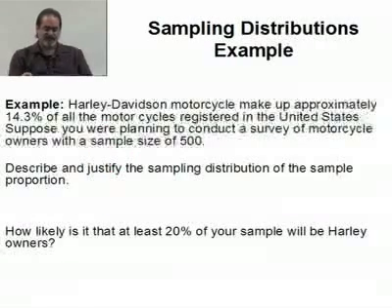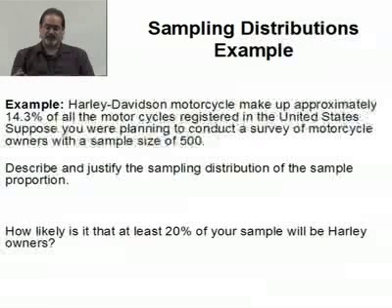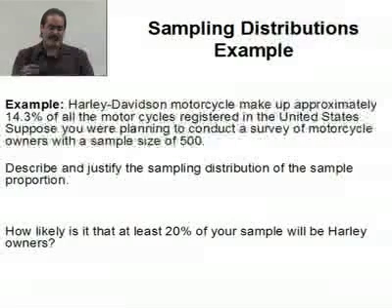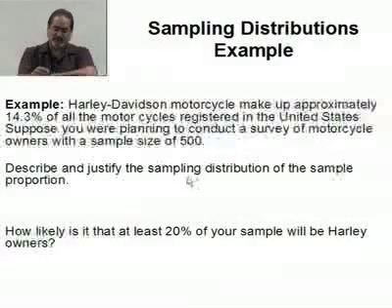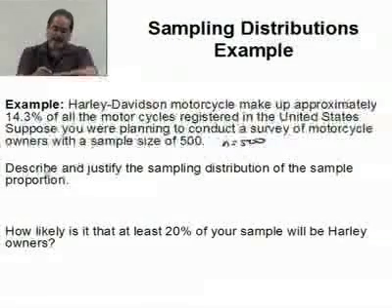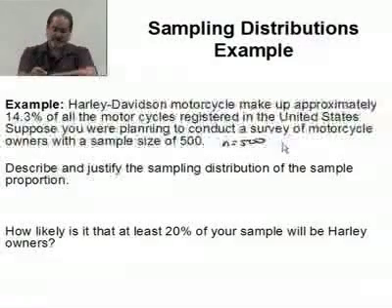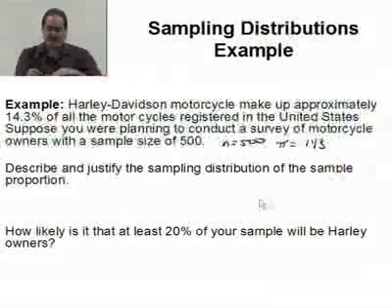Okay, let's take a look at an example that actually works something out. Here's a scenario. Harley-Davidson motorcycles make up approximately 14.3% of all motorcycles registered in the United States. Suppose you're planning to conduct a survey of motorcycle owners with a sample size of 500. Well, let's see what this scenario gave me. I haven't asked a question yet, but what did this scenario give me? It gave me a sample size of 500, so I know that n equals 500. And it says that 14.3% is what the Harley owners make up of all motorcycles. That sounds like pi to me. Sounds like pi is 0.143. Describe and justify the sampling distribution for the sample proportion.